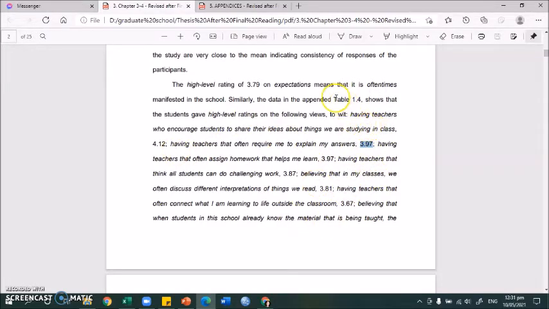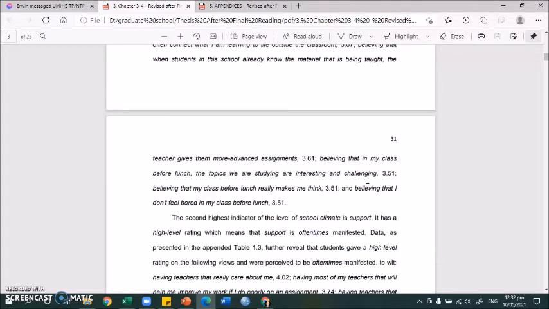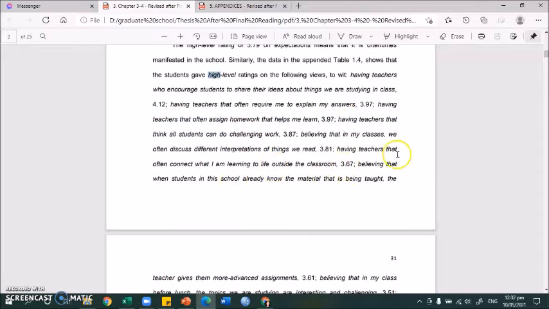Ito naman, sa table 1.4, hindi naka-arrange from highest to lowest ang mga items. But, in presentation in Chapter 3, dapat naka-arrange sila from highest mean down to the lowest mean. Pero, ang i-present lang yung may high levels. Very high and high levels. Yan lang yung mga importante. Okay. So, tingnan natin yan sa Chapter 4. Ano ang kaibahan nila?